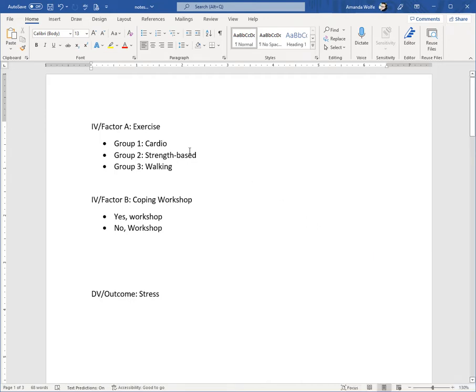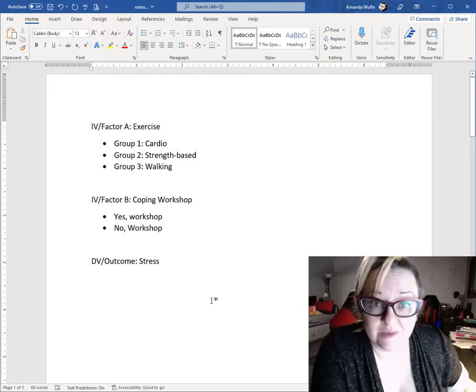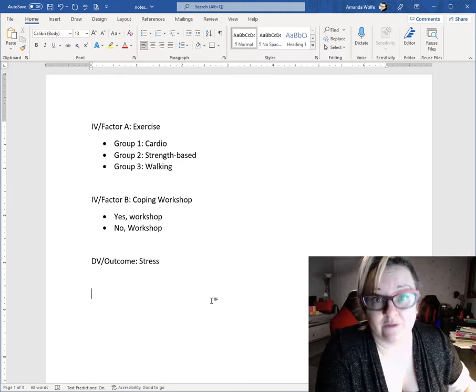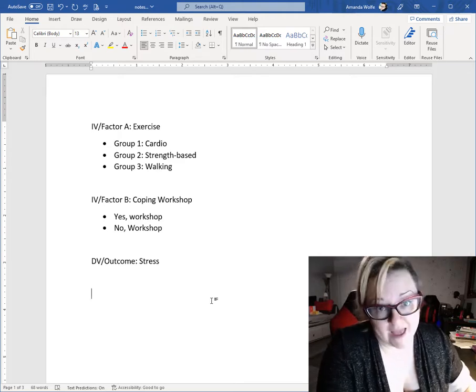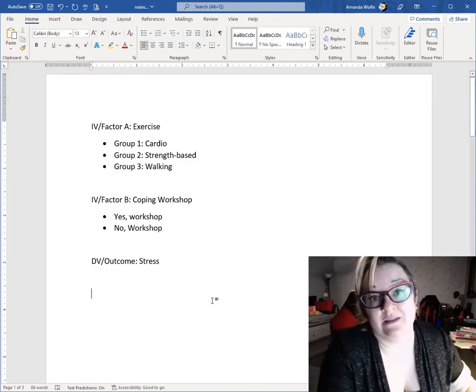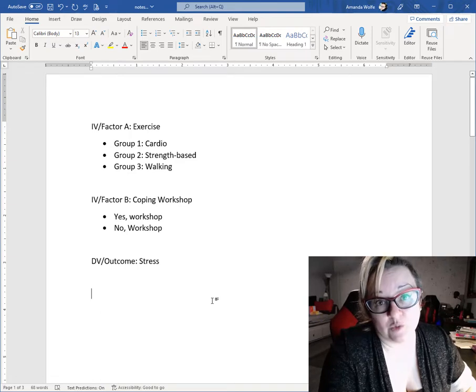If I have factor A with 3 levels and I have factor B with 2 levels and just one outcome, again, one DV, that is stress, this would be a factorial ANOVA. Specifically, this would be a 3x2 factorial ANOVA, because remember, you refer to factorial ANOVAs by how many levels they have of A and how many levels they have of B. A comes first in the alphabet. So there's 3 levels of A and there's 2 levels of B. This is a 3x2 factorial ANOVA.